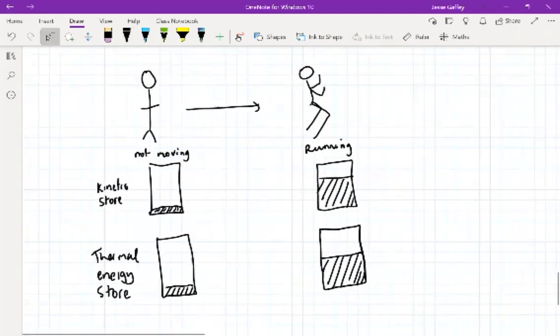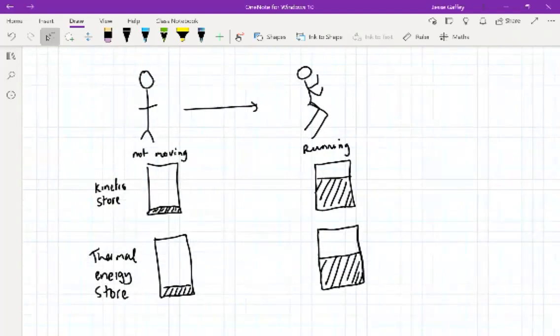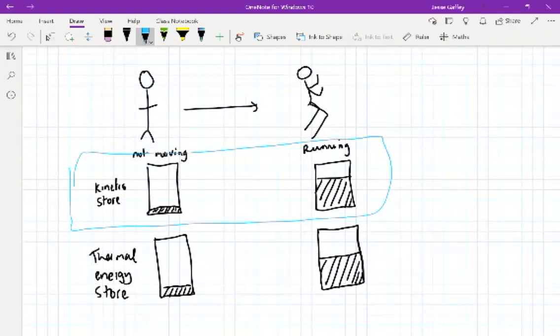So as you can see, most things when they happen involve more than one energy store. But here I would say that the main one involved is the kinetic energy store. The thermal store is like a secondary energy store. It's not the main one. So it's like a side story, if you like.